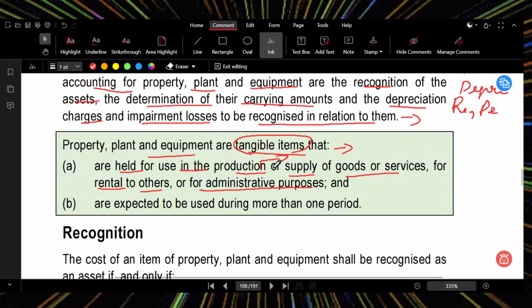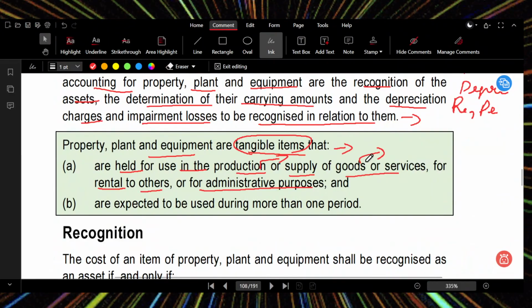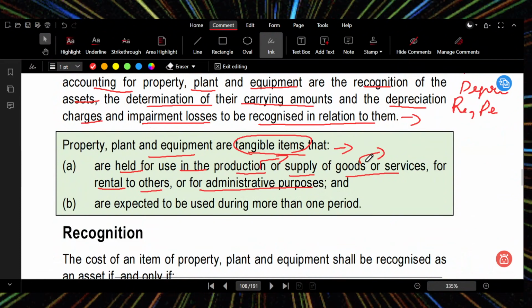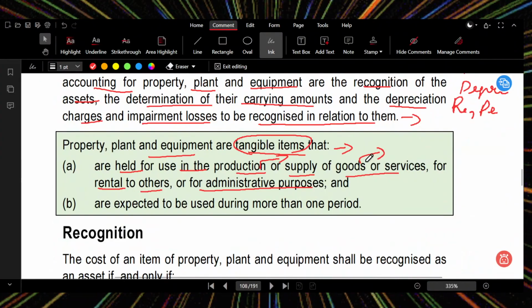I'm doing business of manufacturing, the production and supply of goods and services. Say I have a car that helps to provide supply services. So I'm using this to provide services for rental and others, and gaining rent out of it. That is my asset. And if through anything else I'm generating revenue, that is an asset. And for administrative purposes, I'm using it to improve my organization's efficiency and operative effectiveness.